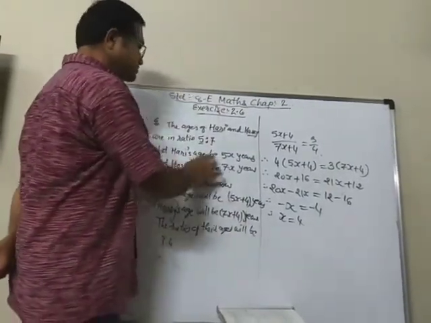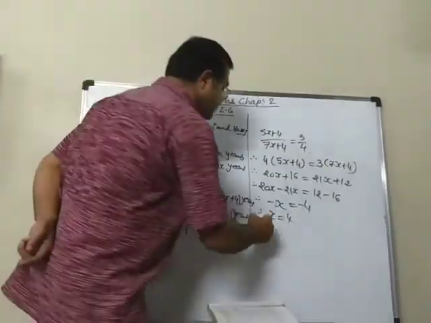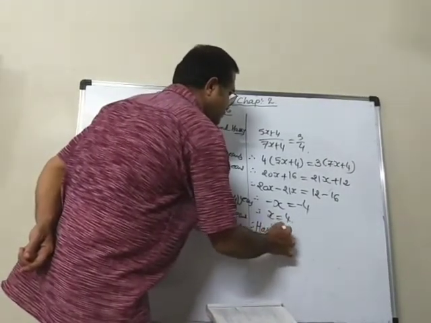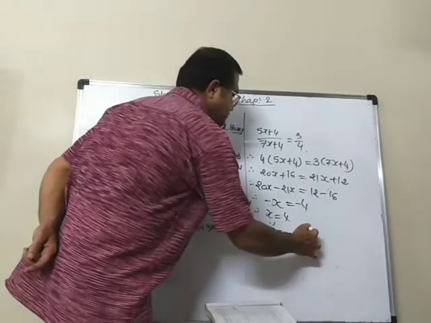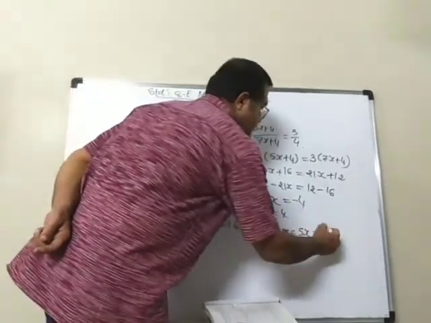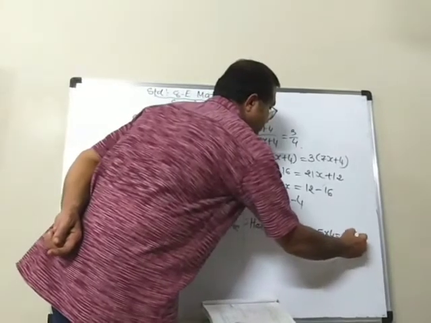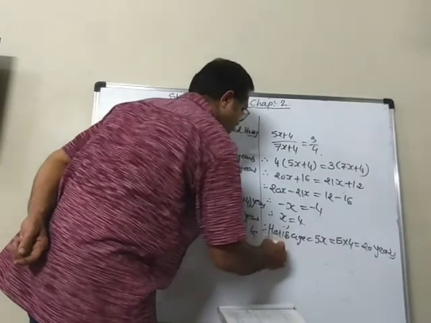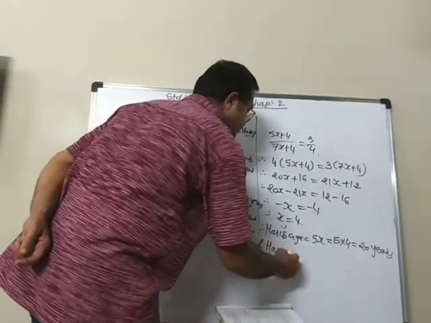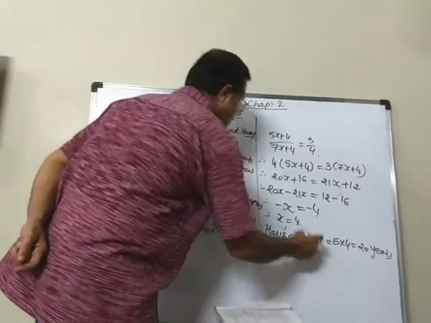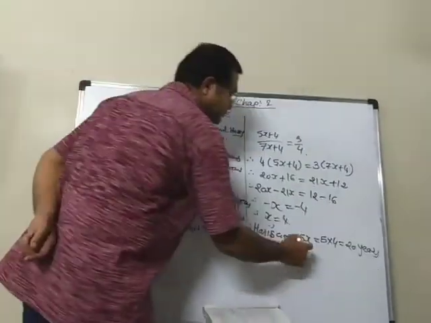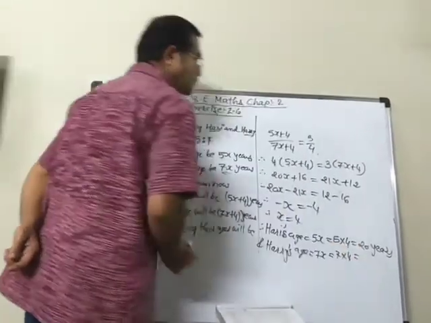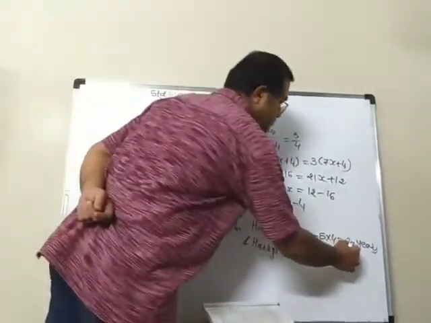Therefore, what was Hari's age? 5x. Therefore, Hari's age is equal to 5x, means 5 4s are 20 years. And the other age, what did we take? 7x is equal to 7 4s are 28 years.